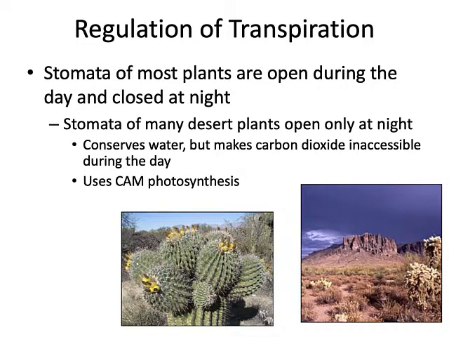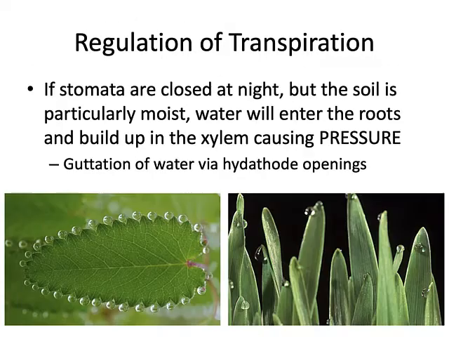Stomata of most plants are open during the day and closed at night, because during the day is when the sunlight is out, and that is important for the photosynthesis to work. However, there are exceptions. For example, the stomata of many desert plants open only at night. This conserves water but makes carbon dioxide inaccessible during the day. Therefore, these plants must use a special type of photosynthesis called CAM photosynthesis.